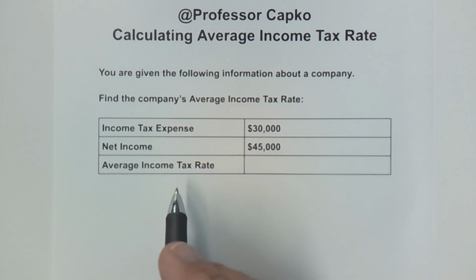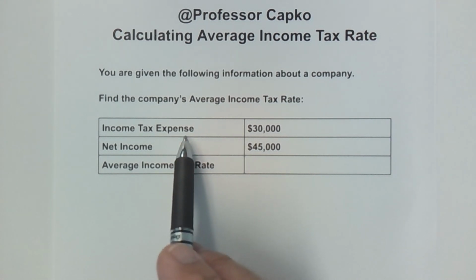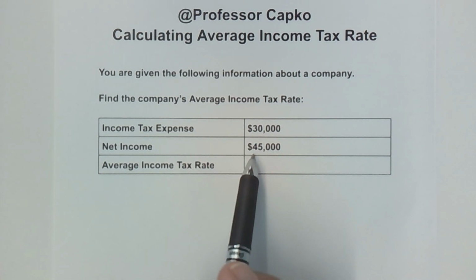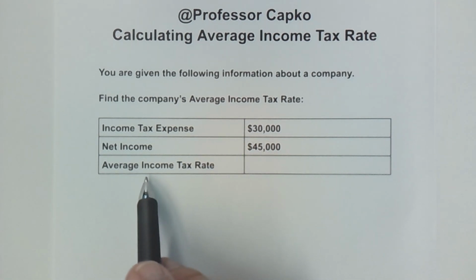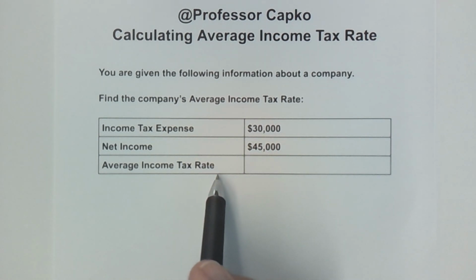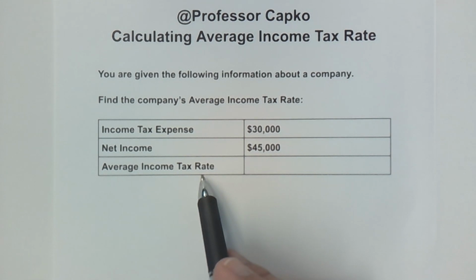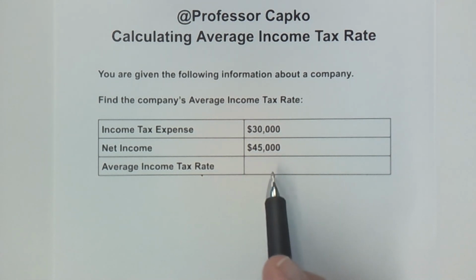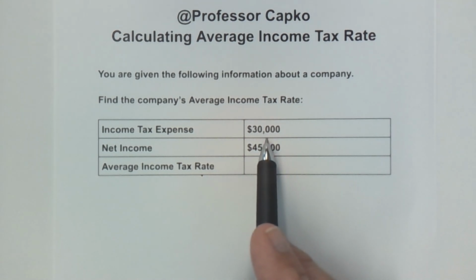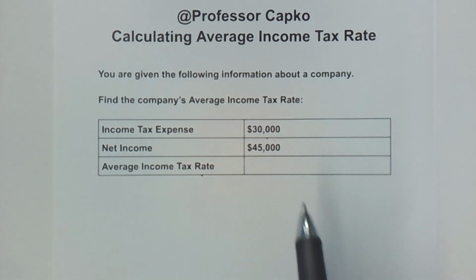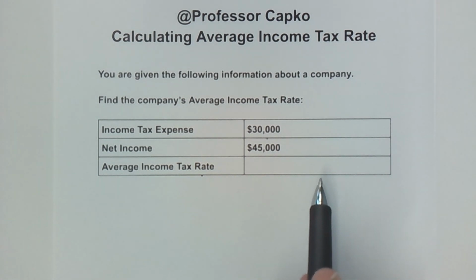In our example here, we're given an income tax expense that's been paid and the amount of the net income for the company. And we're asked to calculate the average income tax rate. So this is going to be in the form of a percentage because it's a rate. So how much tax they paid is the 30,000, but we want to know how much is that as a percentage basis of the money they made.